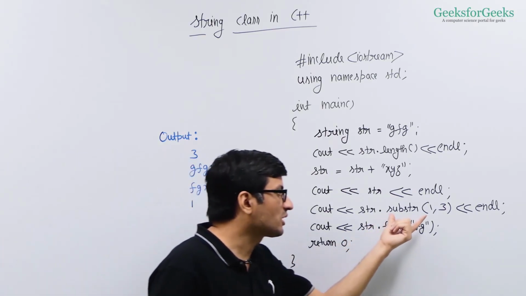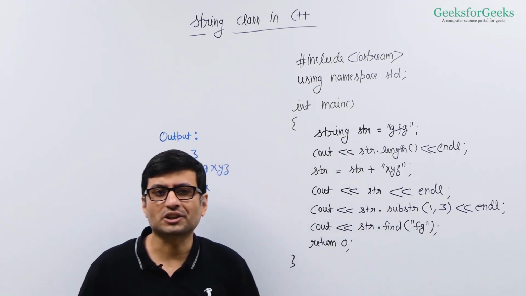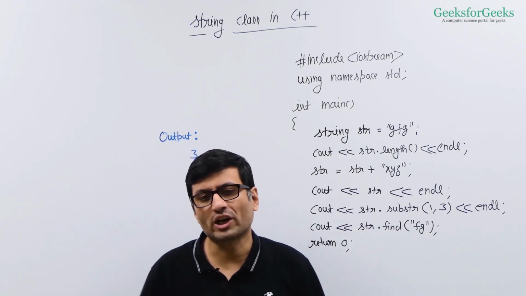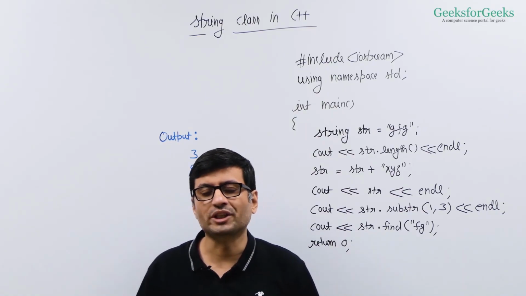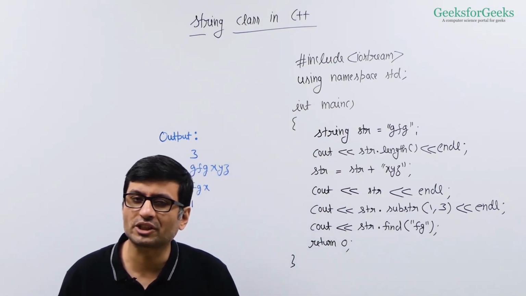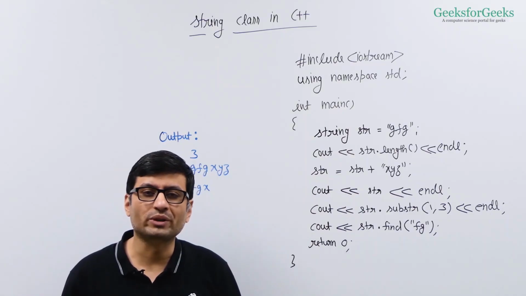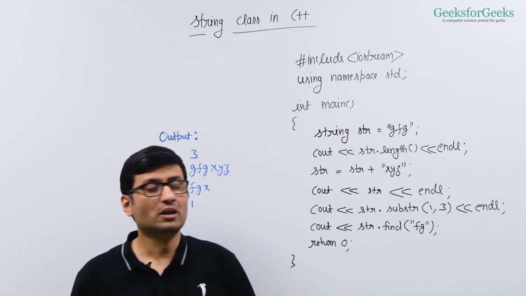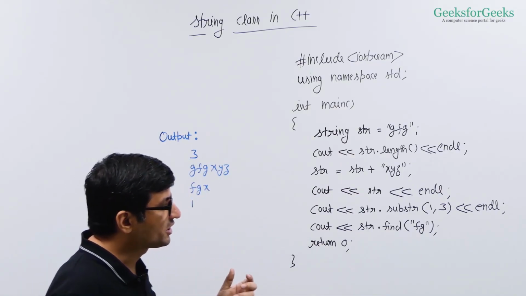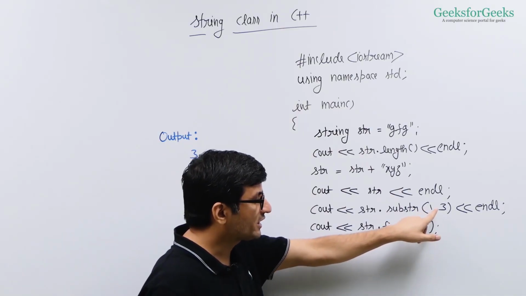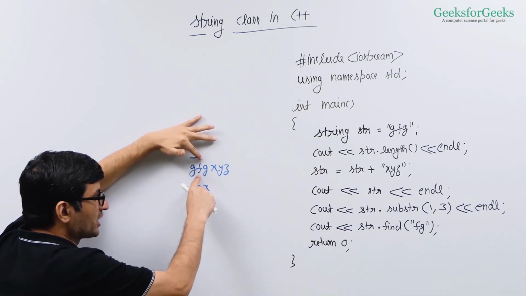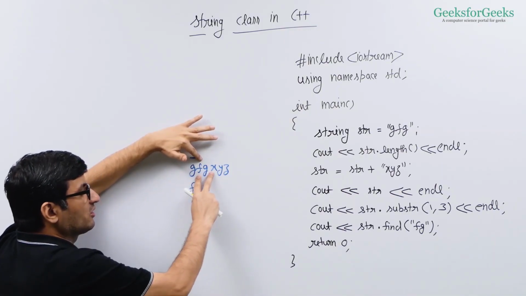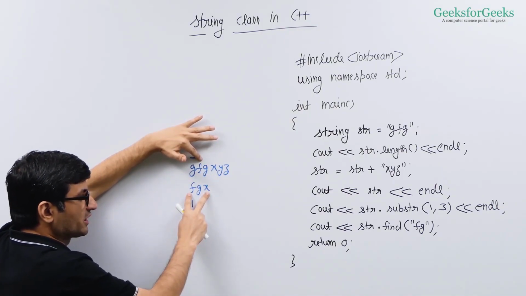Next function is substr. The substr function mainly takes two arguments. The first argument is the begin index from which we need to consider the substring, and the second argument is the length of the substring. So this gives you a substring that begins with this index and has length 3. So we are going to get the substring beginning with index 1 and then length 3. So our output is fgx.